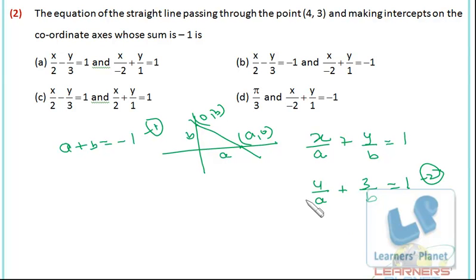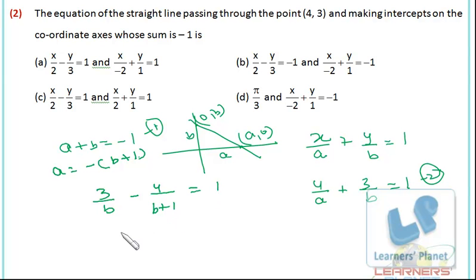Now over here, either we can substitute the value of b or substitute the value of a. So actually a is minus of b plus 1, right? It will be minus 1 minus b. So a will be minus b minus 1. So I put the value of a over here. So it is 3 by b minus 4 upon b plus 1 is equal to 1.